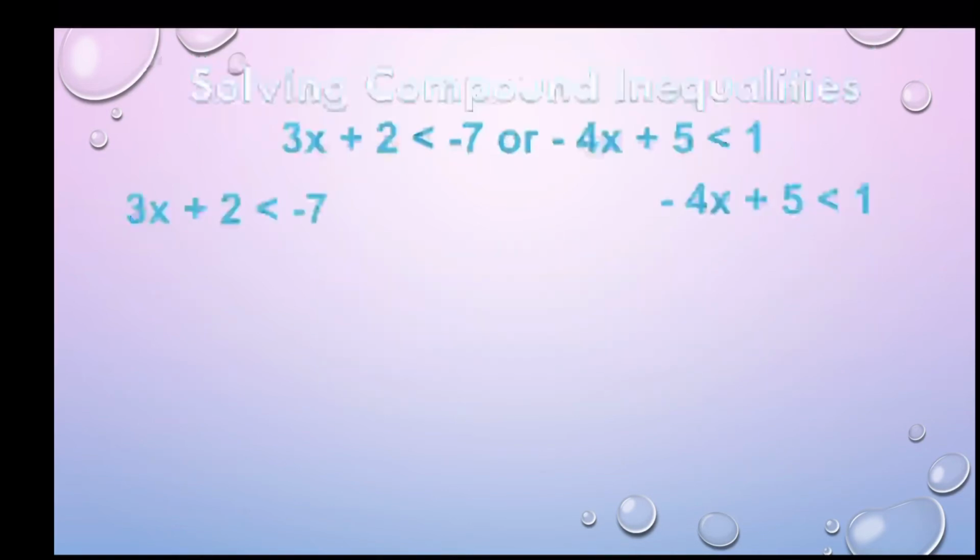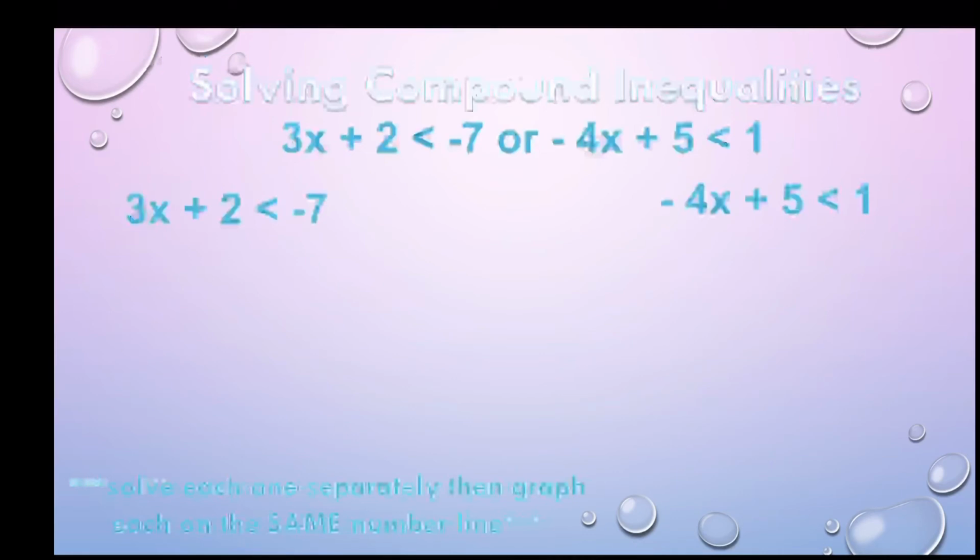So just like we solved inequalities, we can solve a compound inequality. When we have an or statement, we basically have 2 separate inequalities to solve. We don't change anything about that. So what I'm going to do is I'm going to solve each one separately, but I'm going to graph them on the same number line.